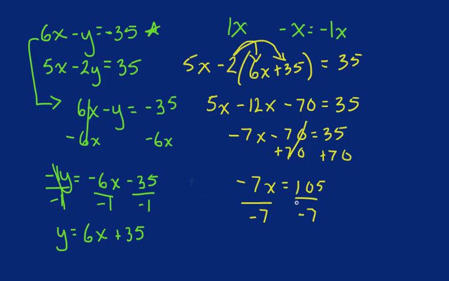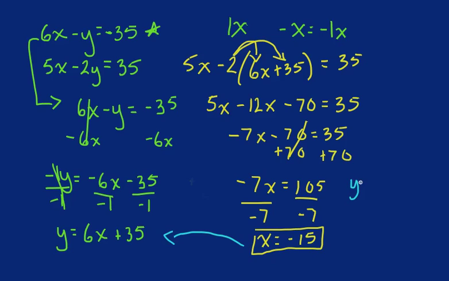So you want to see how many times 7 goes into 105. If you do the calculation, you'll see that x is equal to negative 15. Great, so you know what your x equals. Now you have to solve for your y. So you plug in negative 15, and we can plug that into that equation. We'll do that right here, and we'll do it in blue so we can see that.